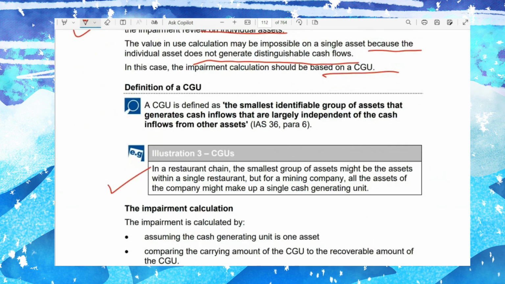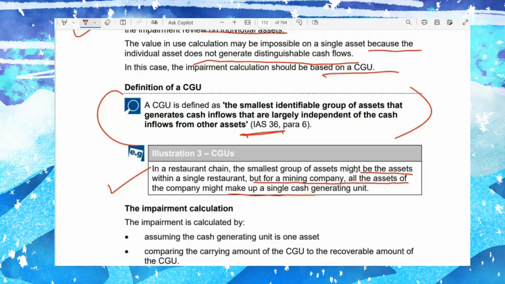So how is impairment calculated on a CGU? This is also very simple and easy. Assuming the cash generating unit is one set with everything included, we compare the carrying amount of the CGU to the recoverable amount of the CGU. The carrying amount of the CGU is the amount of all assets in the CGU added together, and likewise the recoverable amount. As previously discussed, an impairment exists where the carrying amount exceeds the recoverable amount. Then impairment of the CGU will be applicable.